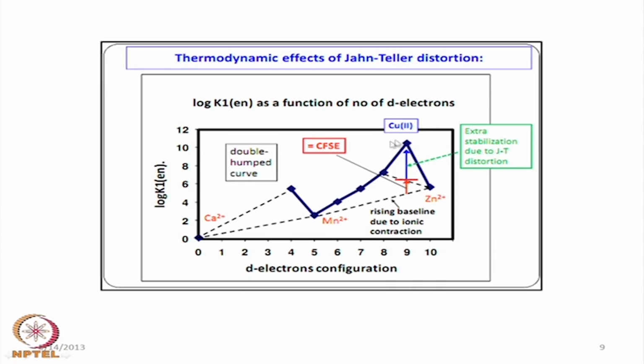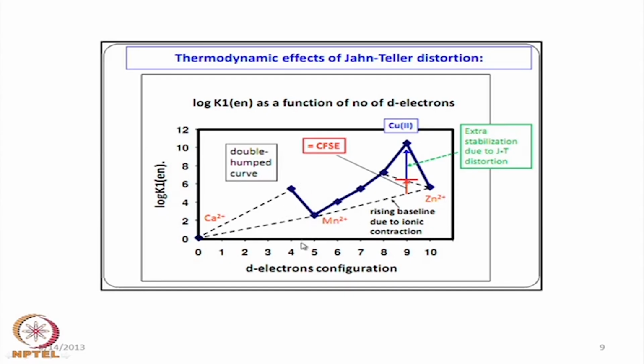So, the stabilization we get can be verified experimentally if we determine the corresponding log K1 value for the binding of ethylenediamine to the copper center. It is due to the extra stabilization from the Jahn-Teller distortion. So, we get this much amount of stabilization. The situation for copper(II) in 3d9 electronic configuration is that it is the most stable situation after distortion.